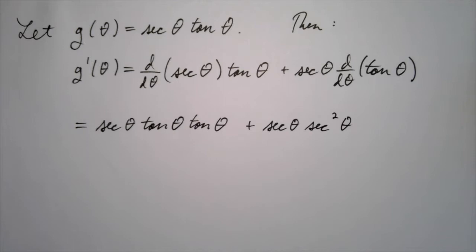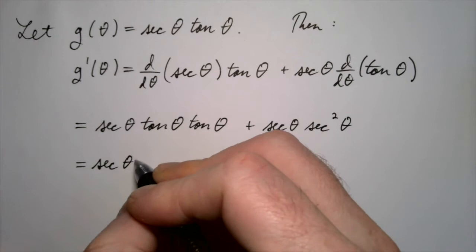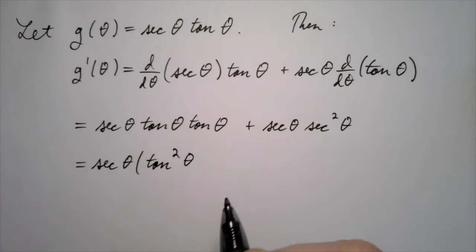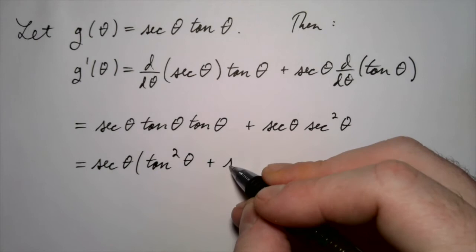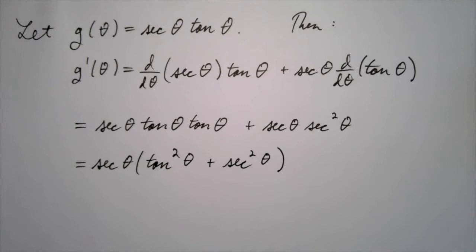But there is a way to simplify, at least a little bit. Let's factor out the common factor of secant. The two tangents combine to give tangent squared. Remember, tangent to the 2, or secant to the 2, that just means tangent times tangent, or secant times secant.